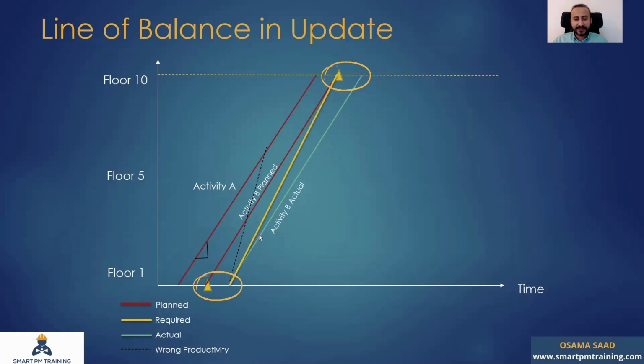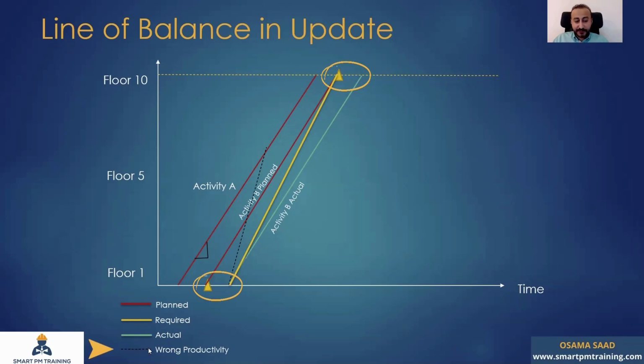You can find here that the slope is steeper than activity B actual, which makes sense because I am supposed to have more progress to recover the delay. Right now, I cannot finish the floor in 5 days. I have to finish it in 4 days. I have to recover the delay, the 2 weeks lost here. So that's my required productivity.